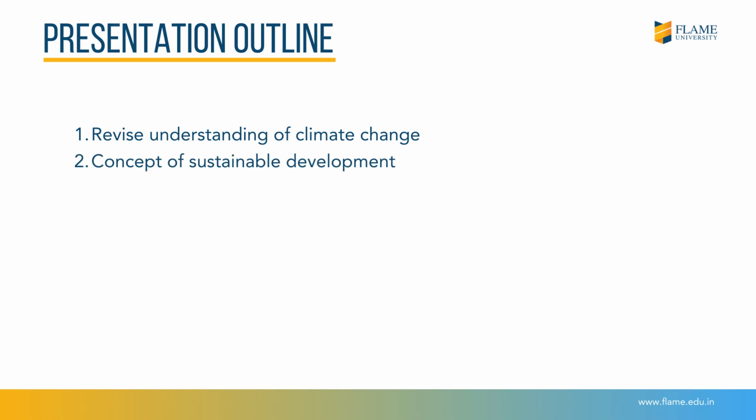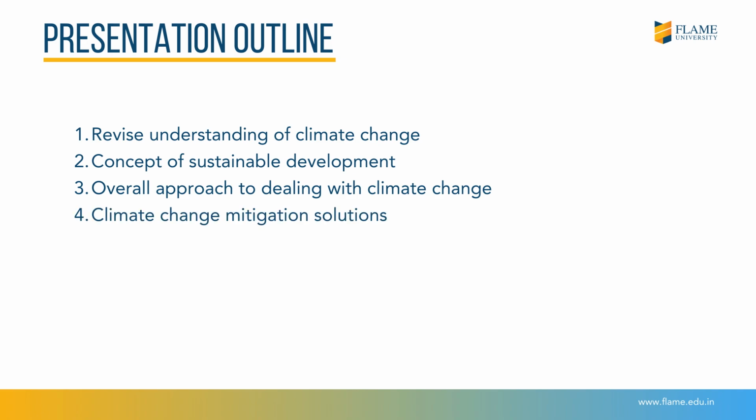We will then proceed to understand the concept of sustainable development and the United Nations Sustainable Development Goals. We will briefly learn about the overall approach to dealing with climate change, which consists of three key approaches: climate mitigation, climate adaptation, and geoengineering. We will also delve into climate mitigation solutions, including the ones involving land. Finally, we will learn about carbon markets, key carbon trading systems, and their implications for land.